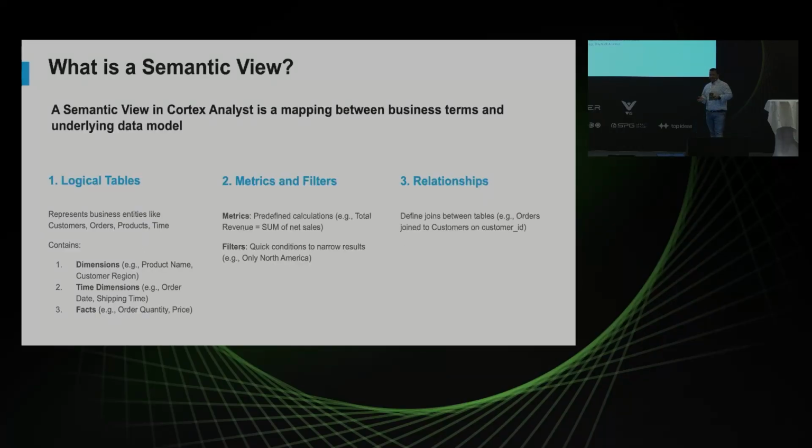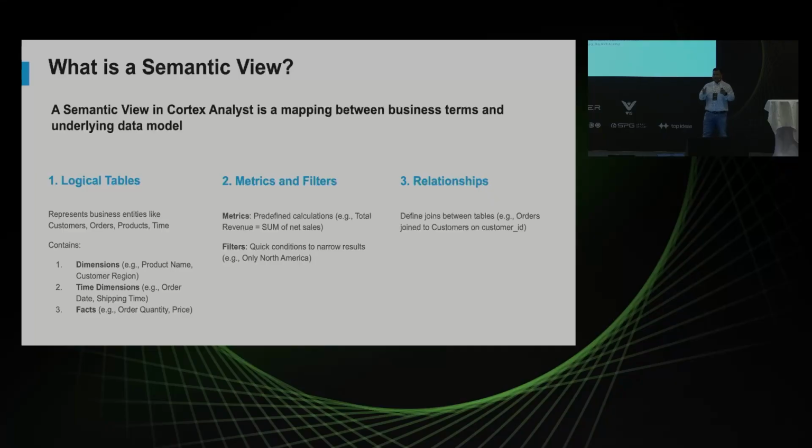And the semantic view, we call it different things in different landscapes, and different companies call it differently. In Snowflake, the semantic view in Cortex Analyst is a mapping between business terms and underlying data models. For example, the logical tables, that's the first thing, represent the business entities like customer, product, time, date, and location. It contains fields like dimensions, such as product, time dimension, customer region, and so on. Facts, like the item price, the basket, the whole thing.